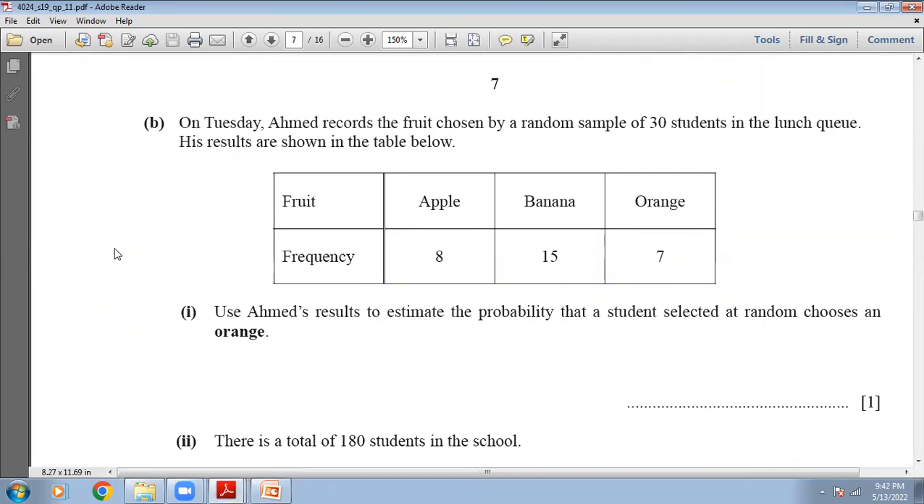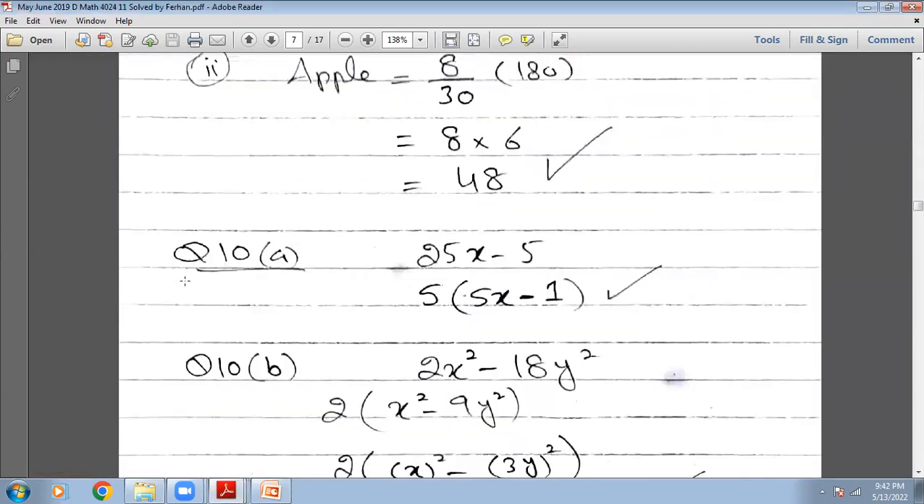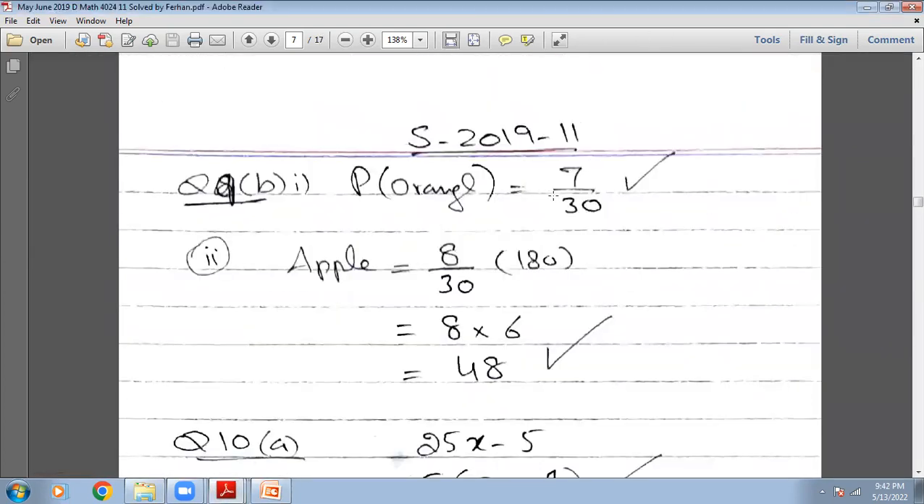On Tuesday, Ahmed records the fruit chosen by a random sample of 30 students in the lunch queue. His results are shown below. 8 people said they like apple. 15 people said they like banana. And 7 people said they like orange. Use Ahmed's results to estimate the probability that a student selected at random chooses an orange. So the probability is the frequency of the orange divided by the total, that's 30. So 7 by 30 will be the answer. Here you can see the probability of selecting orange is 7 by 30.